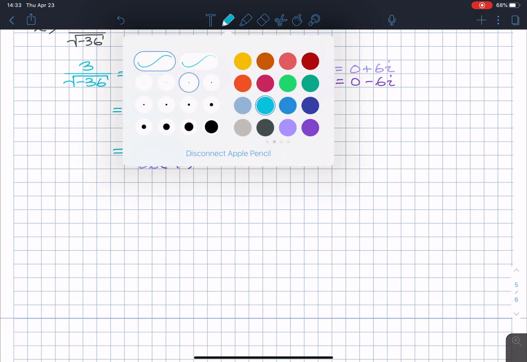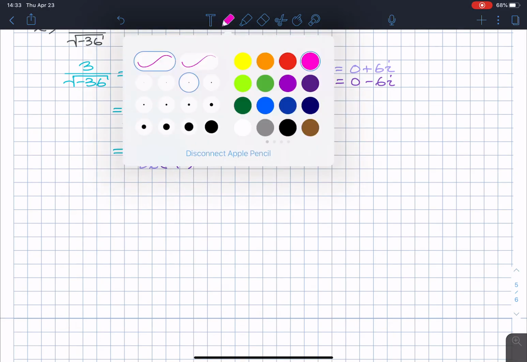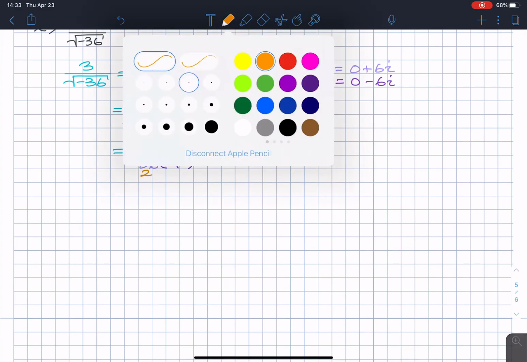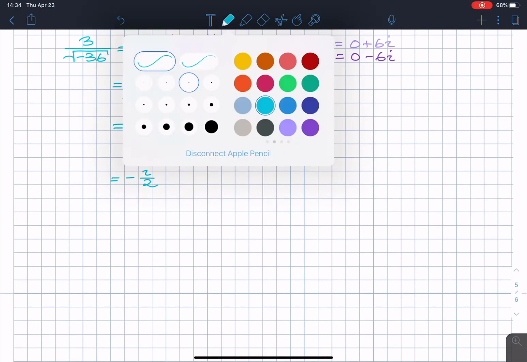And by the way, we can reduce some of these negatives here. This negative here, and also 18 goes into 36 twice. So this becomes the negative i over 2, actually. So there we are. Interesting. Okay, so let's do another one.